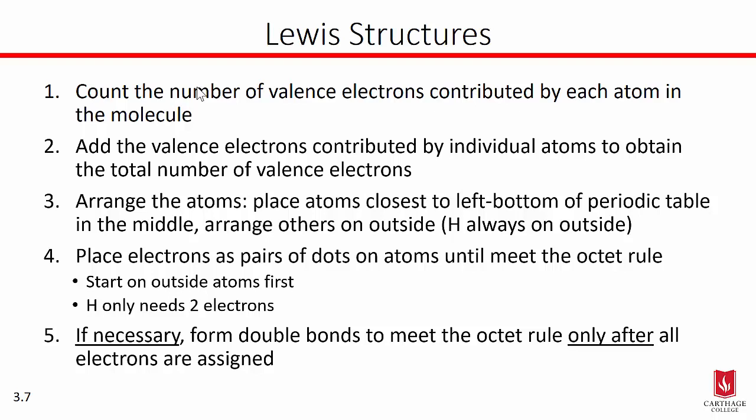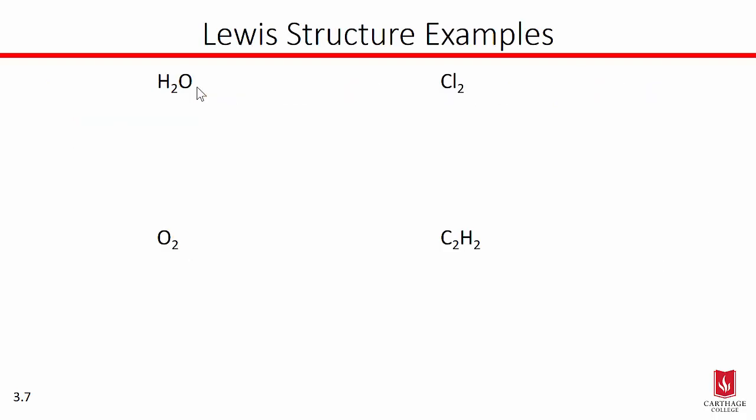Okay, so if we've run out of electrons, we need to meet the octet rule. This is where we might start to form multiple bonds. And again, I've got some examples here we're going to work through. Okay, so here's our examples. We've got 4 examples we're going to walk through.